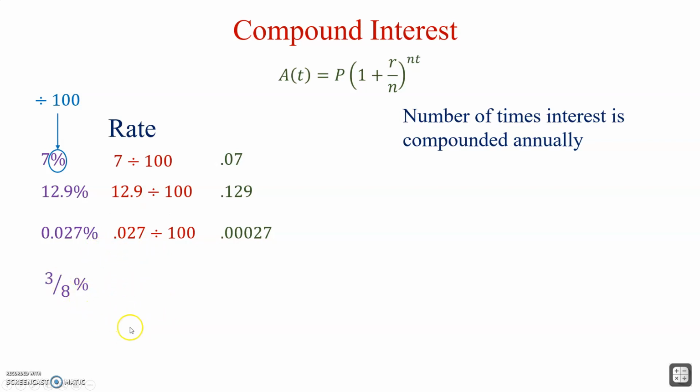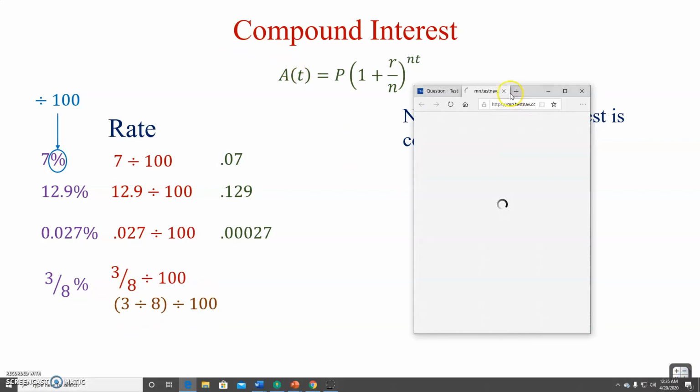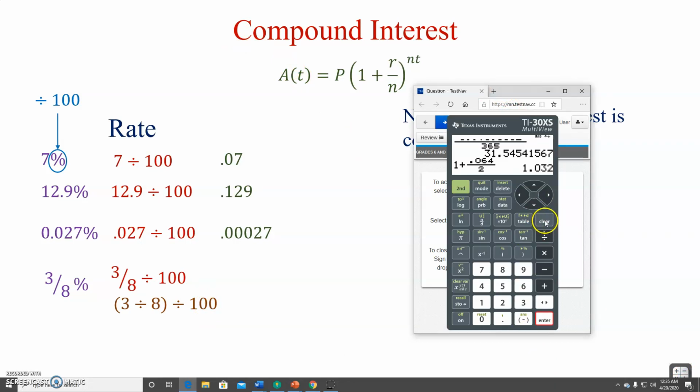So if we had 3/8%, 3/8% literally means 3/8 divided by 100. But 3/8 by itself actually means 3 divided by 8. So I could type this directly into the calculator. Let's see what it says. So I could do this several different ways. I could do 3 divided by 8 divided by 100. There's my decimal. Or I could have done, say, 3/8. There's 3/8 divided by 100.